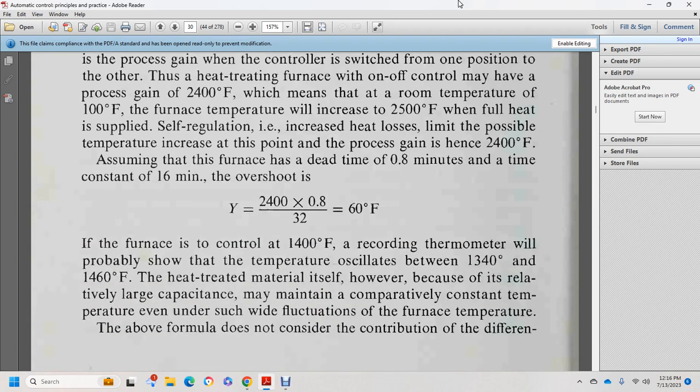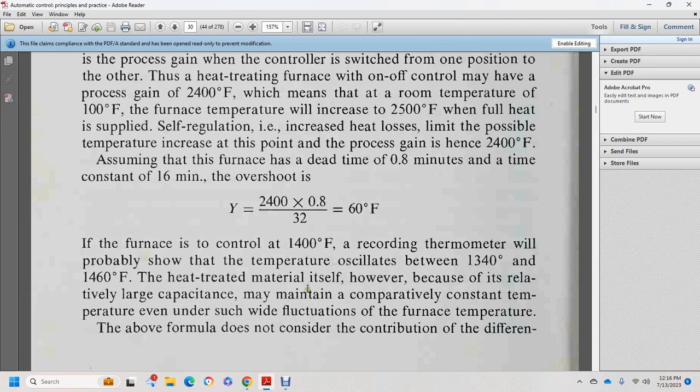In the furnace, for this control level of 14 degrees Fahrenheit, the thermometer will probably show the temperature oscillating between 1340 degrees and 1460 degrees Fahrenheit. The heat-treated material, however, has a relatively large capacity that may maintain a comparatively constant temperature even under wide fluctuation.